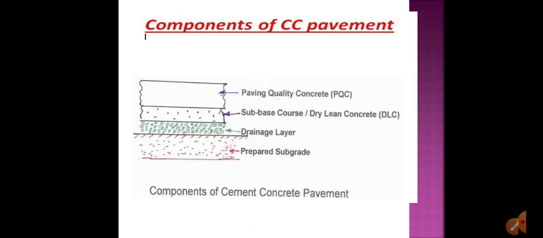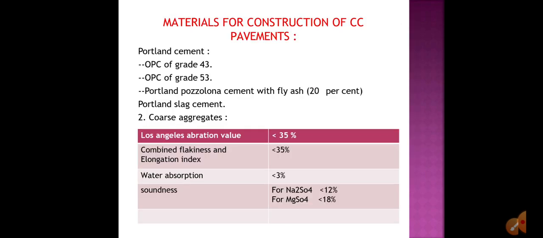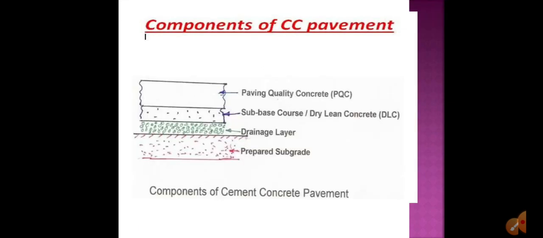So these are the components which are going to come across in the CC pavement. The first is the subgrade, then comes the drainage layer. After that we have the subbase course or DLC, dry lean concrete, and at the top we have the PQC, that is, pavement quality concrete. In between the DLC and PQC we use a thin membrane. We will see this in the further construction steps.